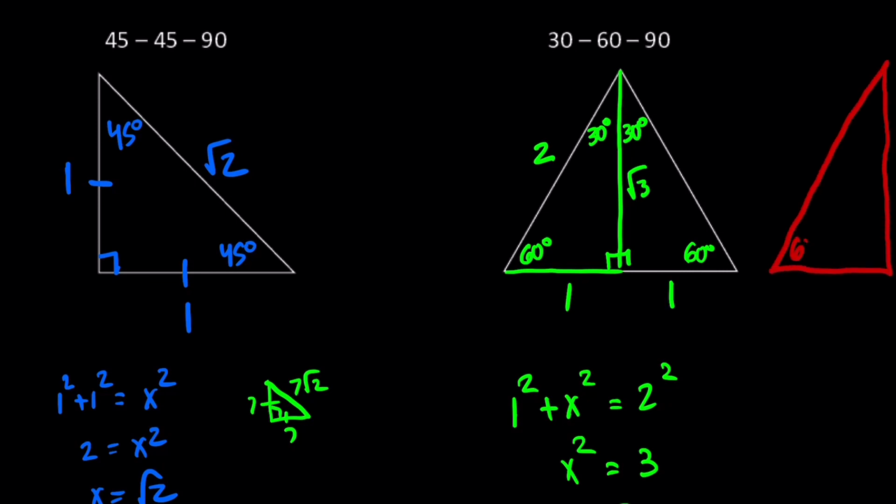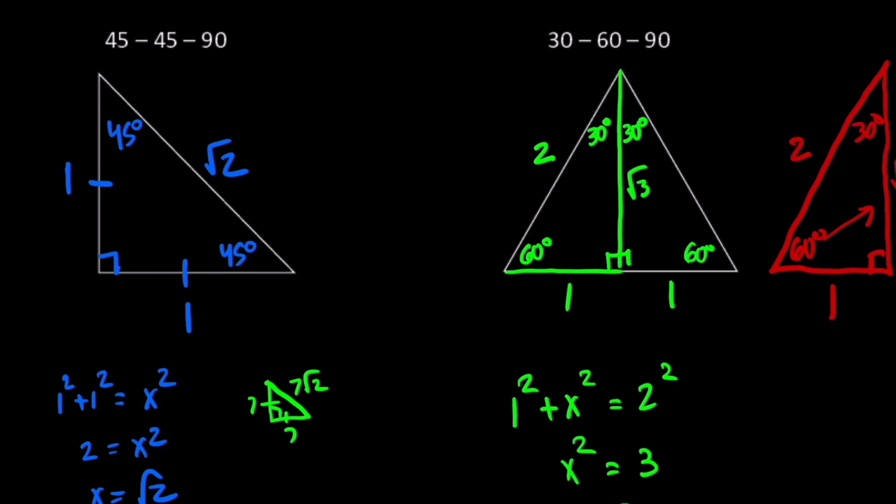All right, so there's my 60-degree angle. There's my right angle. There's my 30. The smallest side, so the side opposite the 30, is always 1. All right, I'm talking about a ratio. The longest side, so the hypotenuse opposite the 90, is double that, 2. And the middle side, opposite the 60, is always square root 3.